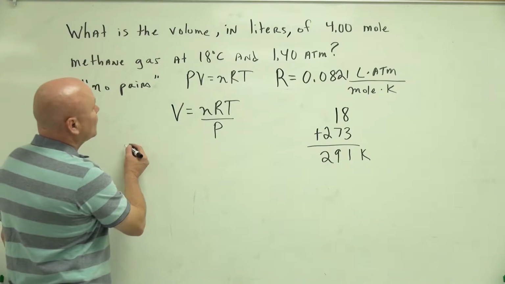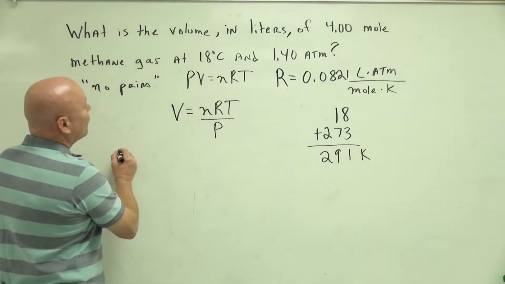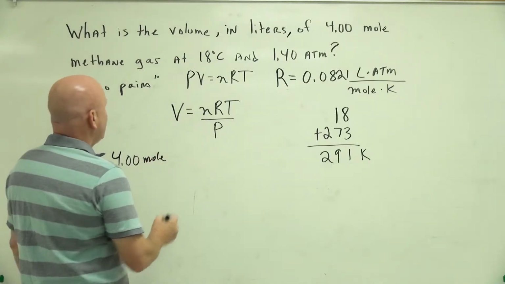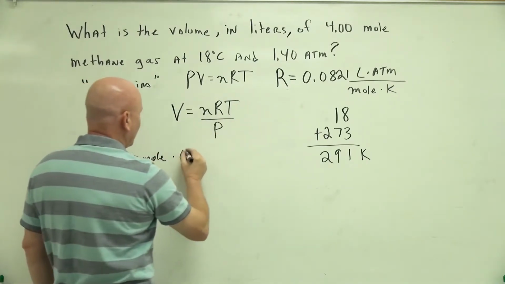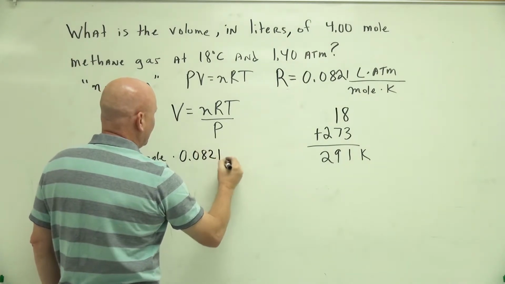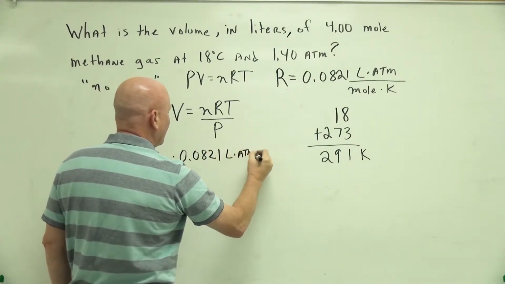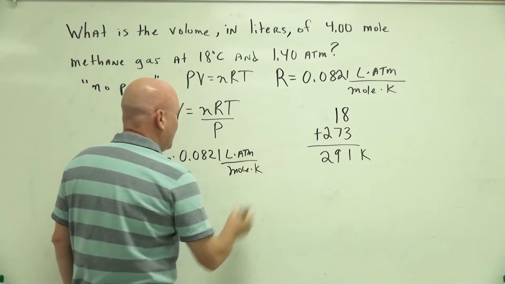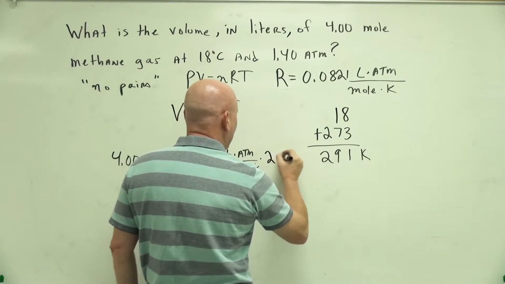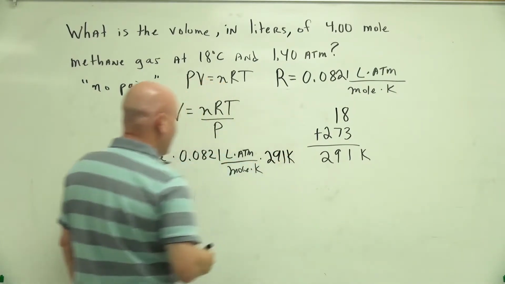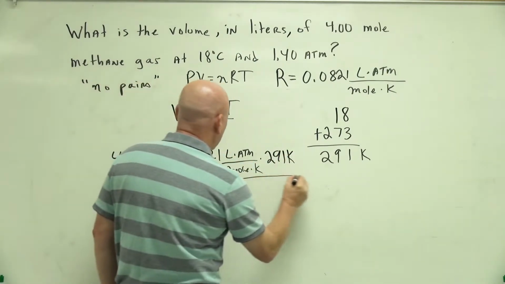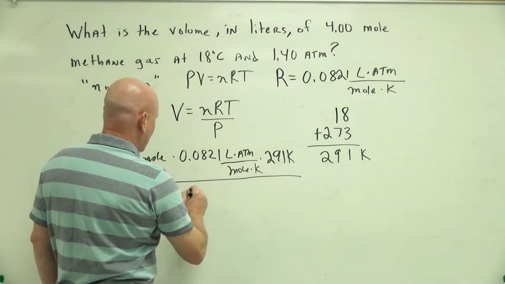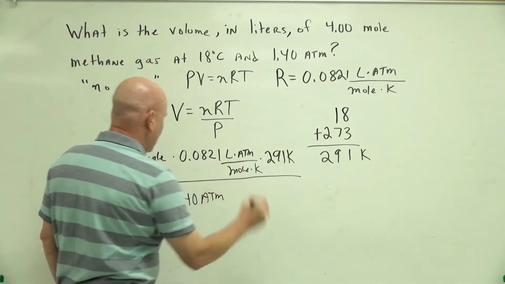And so we look up here and we find the number of moles is 4.00 mole methane. And R, well, we've decided we're going to use 0.0821 liters atmospheres per mole Kelvin. And our temperature, well, we just calculated it was 291 Kelvin. And we're going to divide all this by the pressure. What was the pressure? There it is, 1.40 atm.